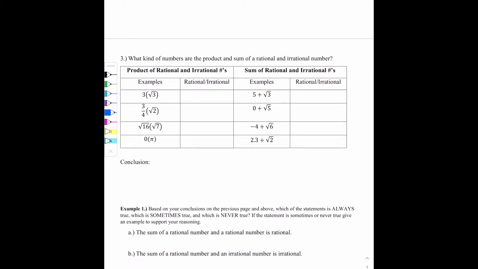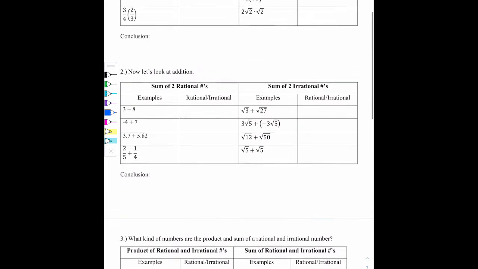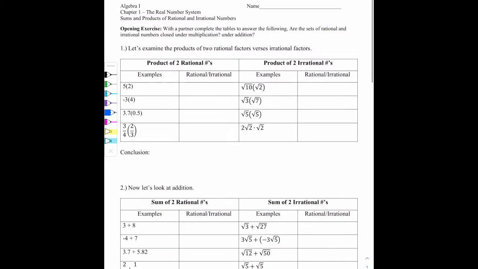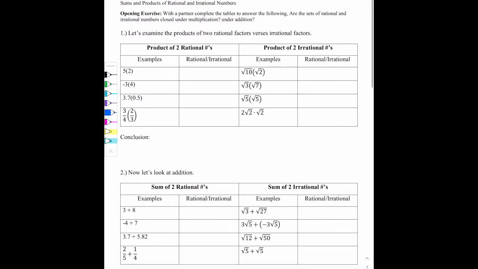So at this point, what I would like you to do is pause the video, and you're going to complete the opening exercises, 3 tables. When you are ready, please resume the video to check your answers. I will have the answers posted, and we will discuss the results.